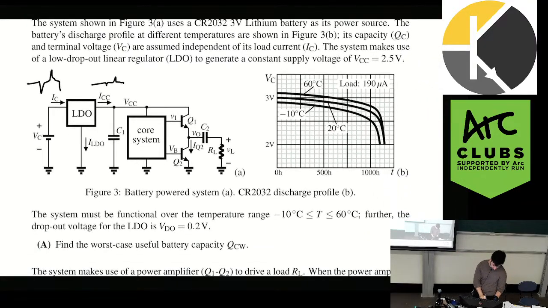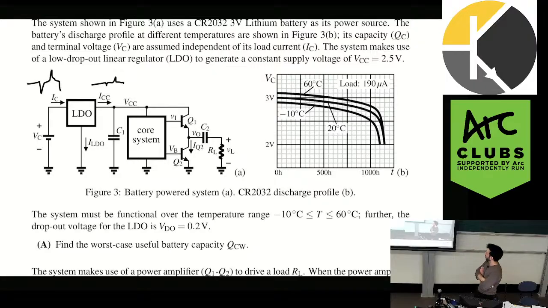So the system must be functional over the temperature range, minus 10 degrees Celsius to 60 degrees Celsius. Further, the dropout voltage for the LDOs, VDO, equals 0.2 volts. Now, when you're approaching a system like this with so many different components in it, it's important to isolate what's actually necessary. So I can see that there's transistors at the end, but have they been mentioned in the question?